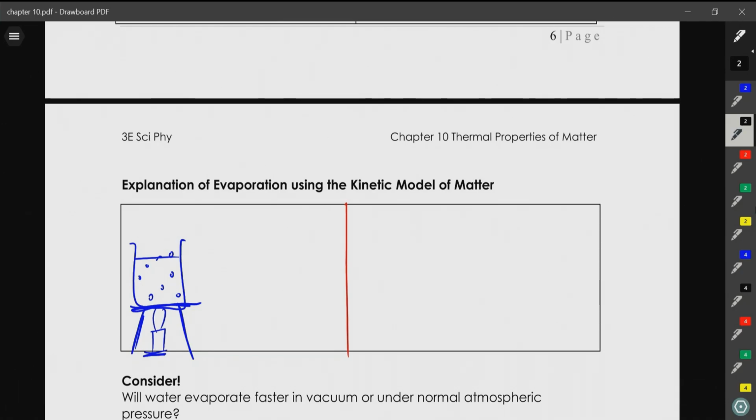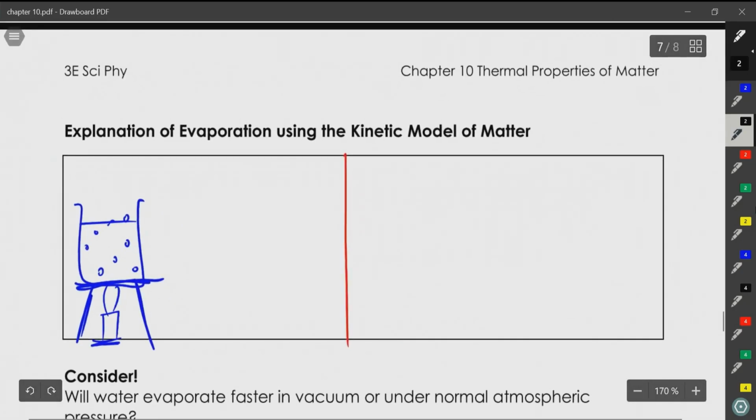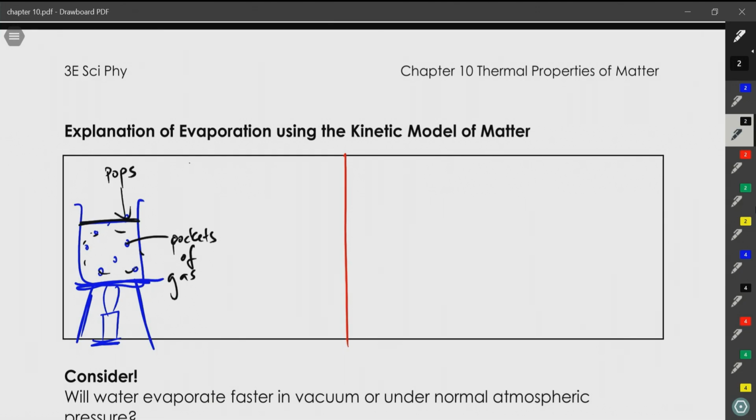Now a lot of people, when you ask where boiling takes place, will tell you at the surface, because this is the area where the bubble pops. But what's actually happening is it takes place throughout the entire liquid. These bubbles you see are actually pockets of gas. What exactly is this gas? It can't be nitrogen, or chlorine gas. It's definitely water vapor.